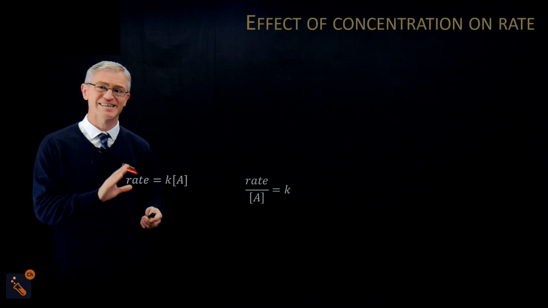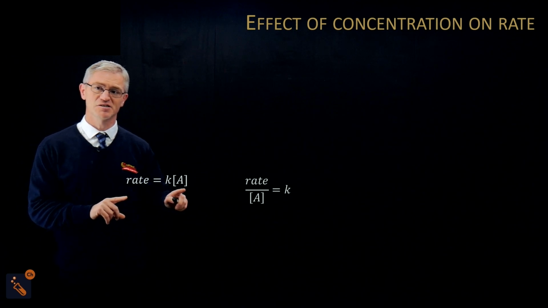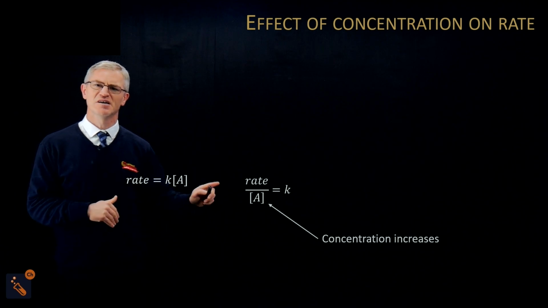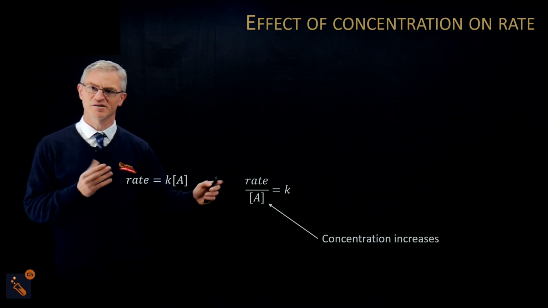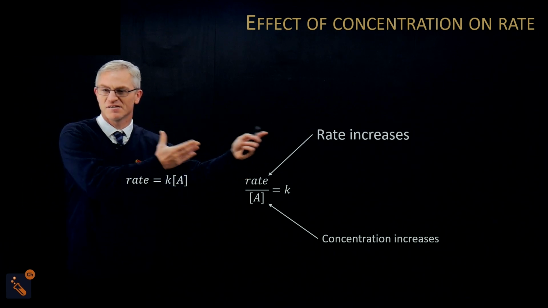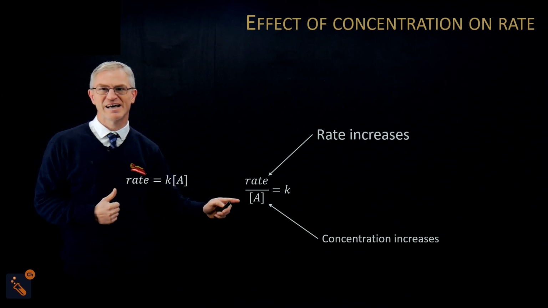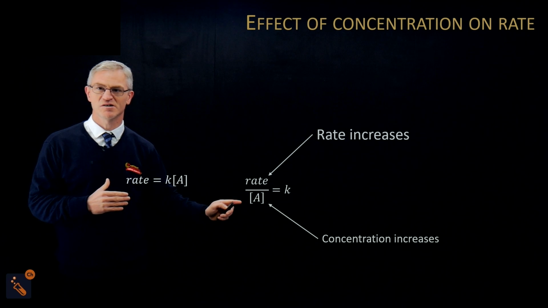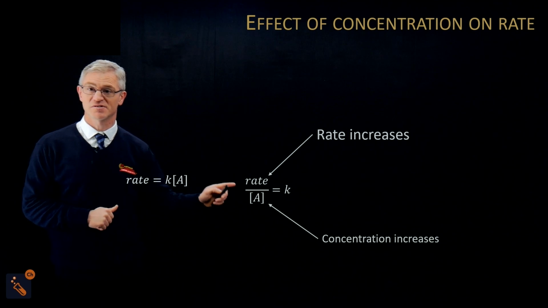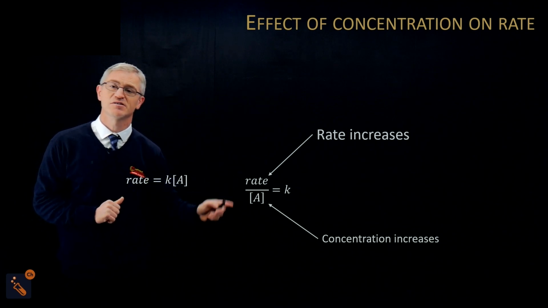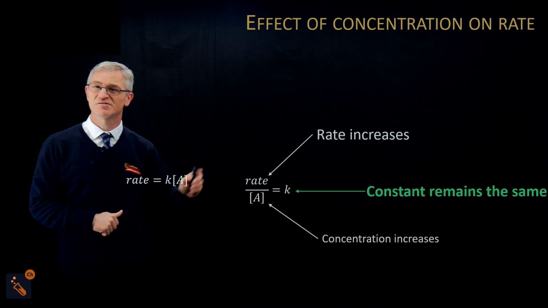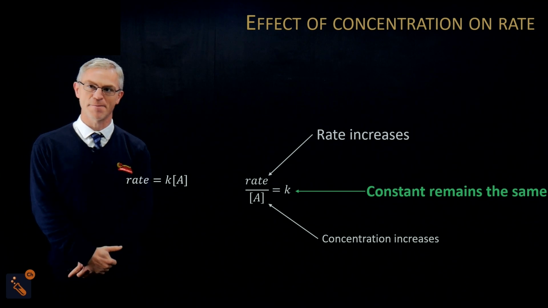So if we then convert that into these equations again, we've done this and then divided by the concentration again. Now let's look at what's happening to the variables here. The concentration is increasing, so this number is going up. But at the same time, the rate is increasing as well. So you have a cancelling out effect, because one goes up and the other goes up at the same time. If the concentration decreases, the rate will decrease. If the concentration increases, the rate will increase. They both cancel each other out, and the constant remains exactly the same.